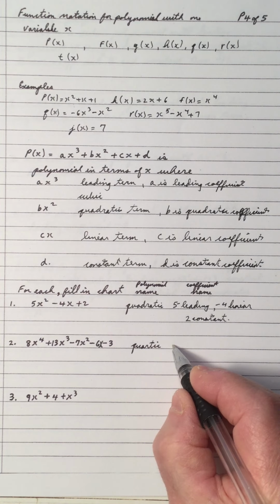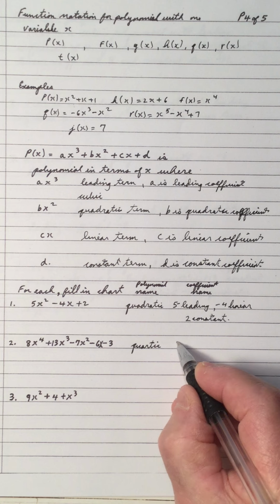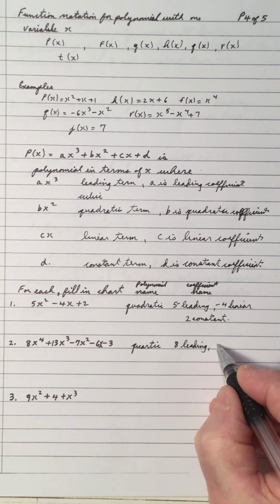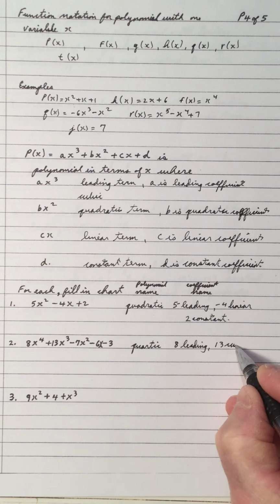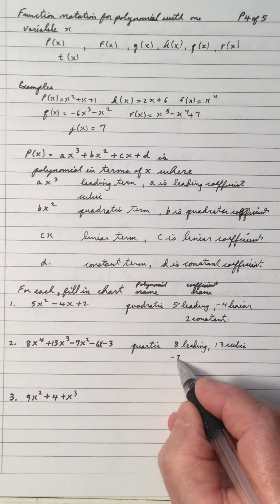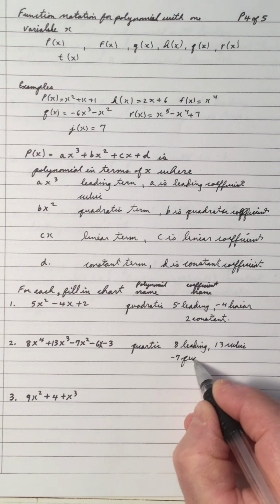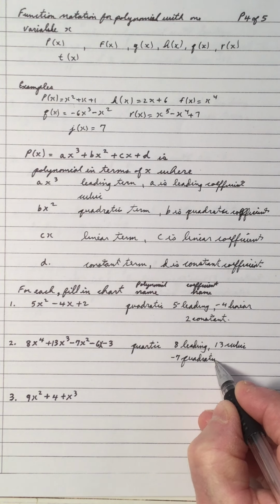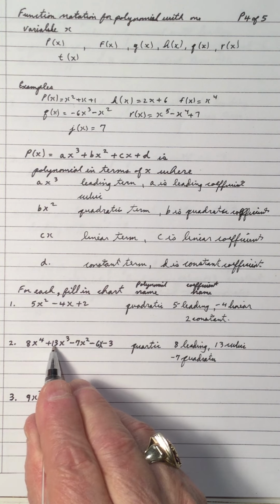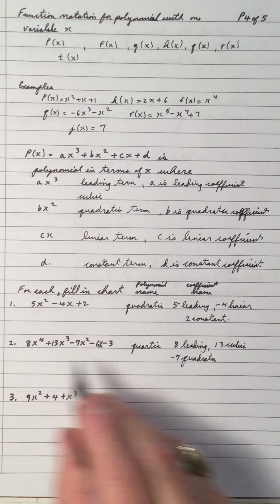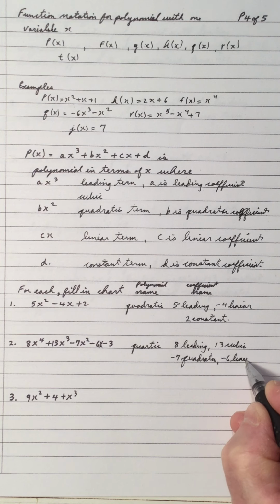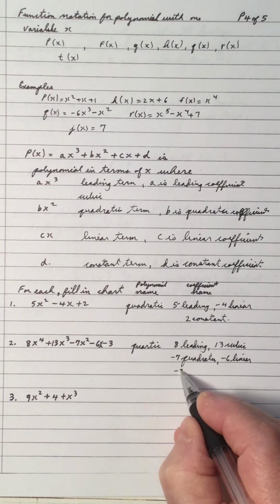And that means that 8 is the leading coefficient. 13 is the cubic coefficient. And negative 7 is the quadratic coefficient. This is the quadratic term, so that's the quadratic coefficient. That's the cubic term, that's the cubic coefficient. And keep going, we have negative 6, which is the linear coefficient. And we have negative 3, which is the constant.